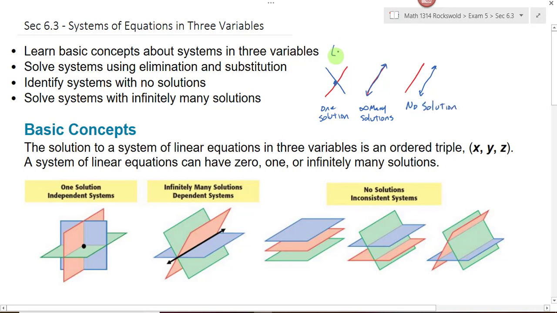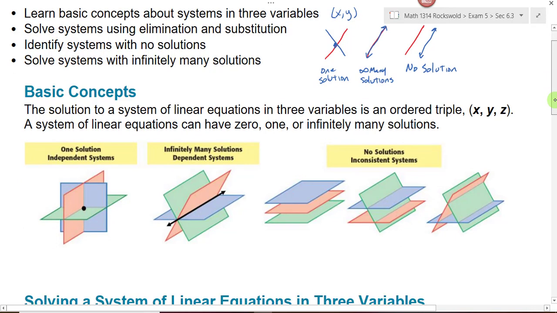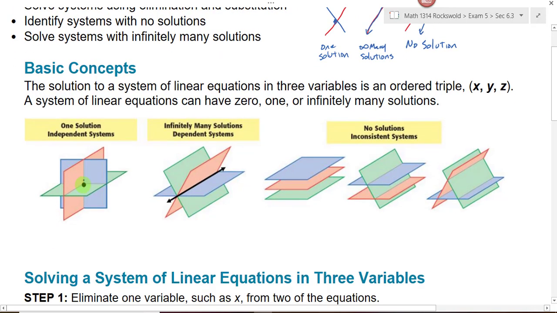When we had only one solution, our answer was an ordered pair x, y. Now that we're working in three variables, those three variables define a two-dimensional plane. When we talk about graphing a two-dimensional plane, it's possible to have only one solution, and that solution would be an ordered triple x, y, z, where all three planes intersect. It's possible we could have infinitely many solutions, and that happens when all three planes intersect in a straight line.